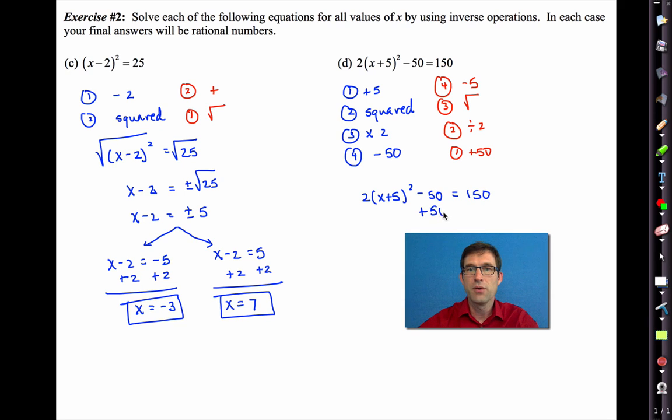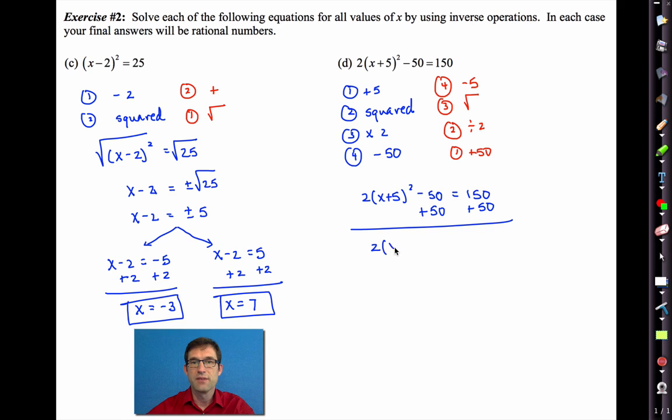Let's add 50 to both sides. That gives me 2 times x plus 5 quantity squared equals 200. That almost looks like an equals. There it is. Let's now divide both sides by 2. That gives me x plus 5 quantity squared equals 100. Let's take the square root of both sides. That's going to give me x plus 5 equals... Now I'm going to do this all at once. Plus or minus 10. Okay, remember the plus minus.